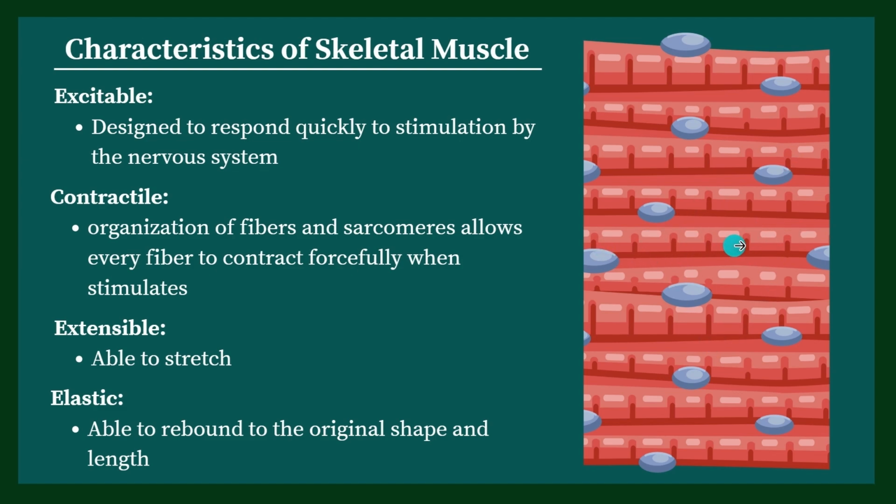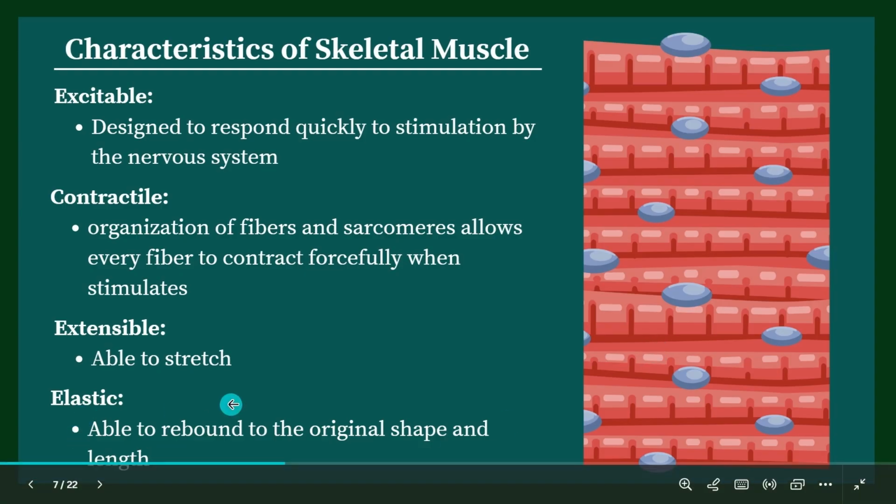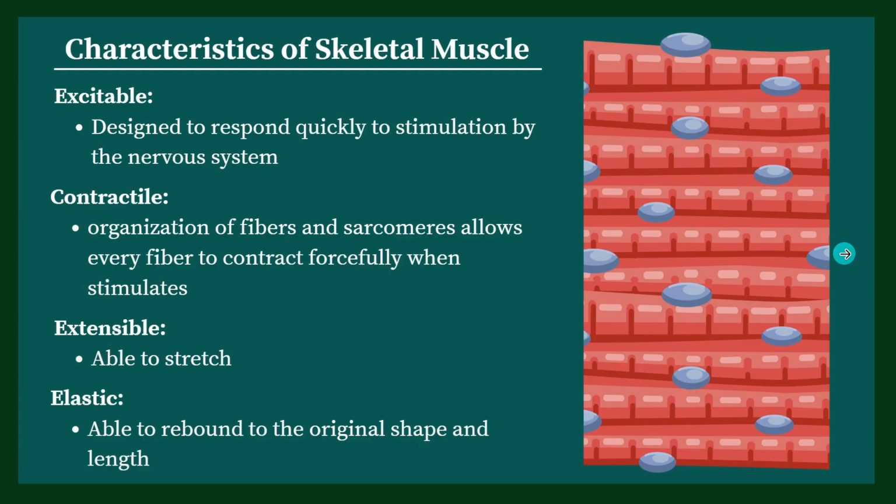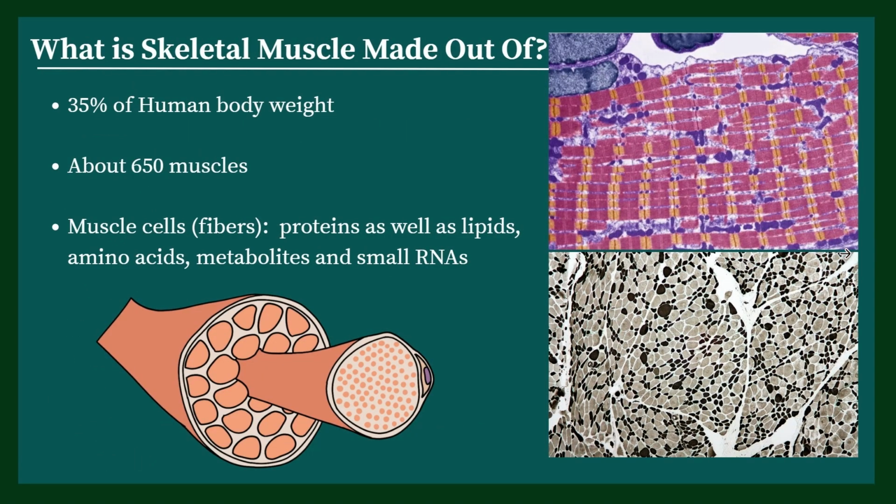They're contractile, so the organization of the fibers, and then the sarcomeres that are inside of them. Sarcomeres are this, in between each of these lines is a sarcomere. It allows every fiber to contract forcefully when they're stimulated, when they're excited. And then extensible, which means they're able to stretch. And they're elastic, means that they can rebound to their original shape and length.